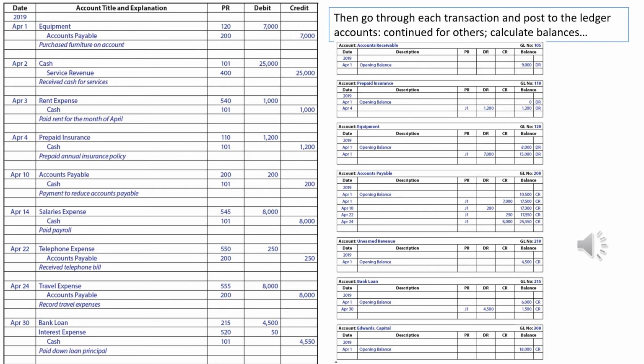You would then move on. Prepaid insurance had an opening balance of $0. Had a transaction as of April 4th for a debit of $1,200, being the only one, therefore it has a balance of $1,200 as a debit. You would continue this through each account that's on your balance sheet or trial balance from the previous month, plus any new accounts that may have been triggered throughout the journal posting process. In this example on screen, we've got the equipment account, the accounts payable account, the unearned revenue, the bank loan, and the Edwards Capital.